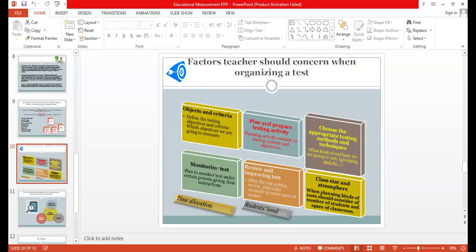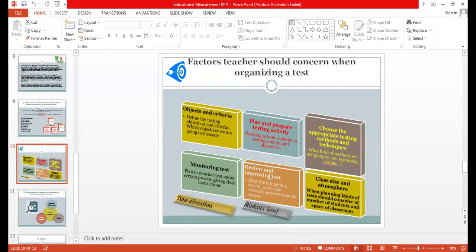Before we conduct the test, as the teacher, we have to give clear instructions and clear guidance to students. We have to explain the process of the test. If not, they will be confused and they can't reach the expected level of the test.